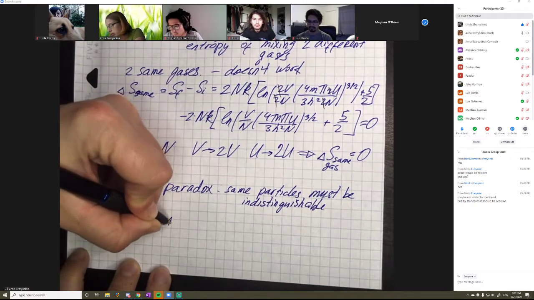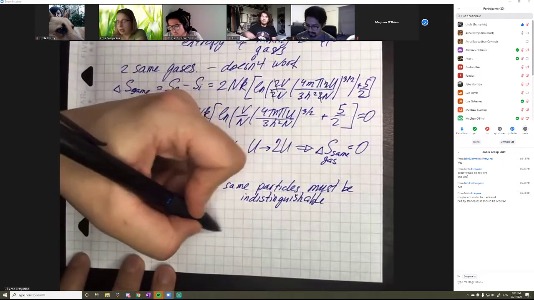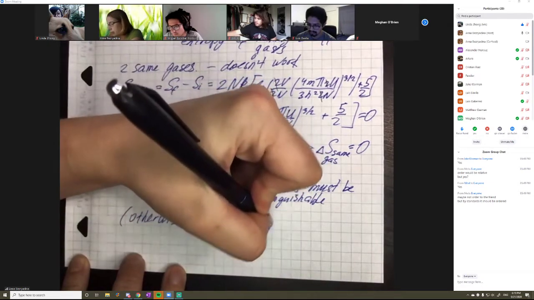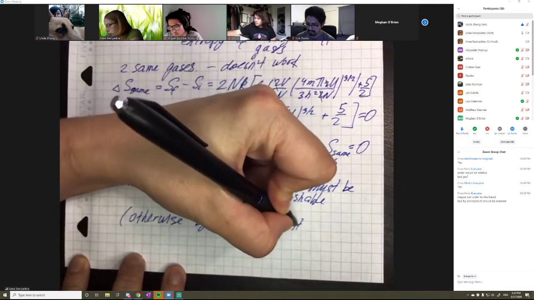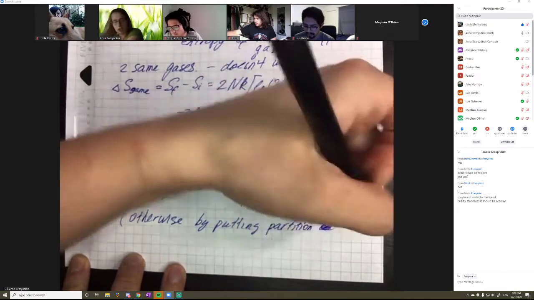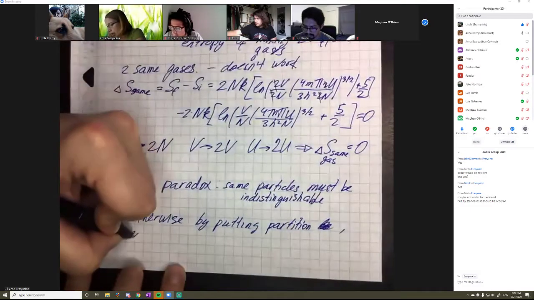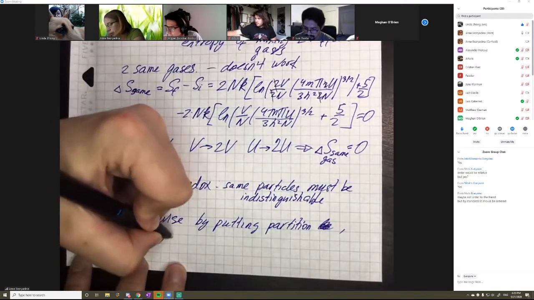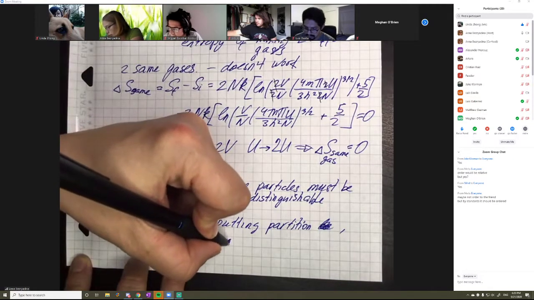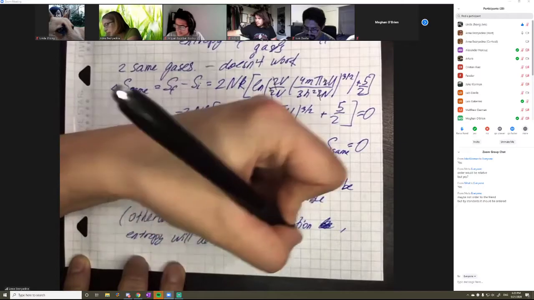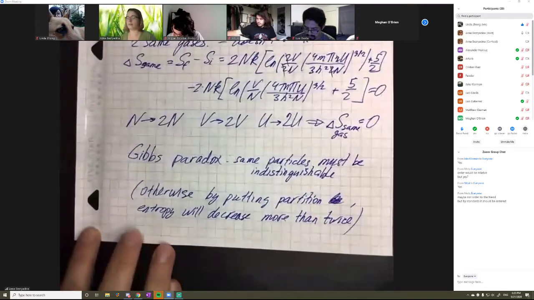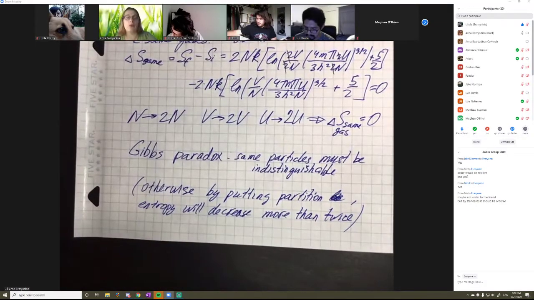Otherwise, let me just write this one down to make it clear. Otherwise, by putting a partition between, just putting a partition, entropy will decrease more than twice, which doesn't make sense, if they were not distinguishable.